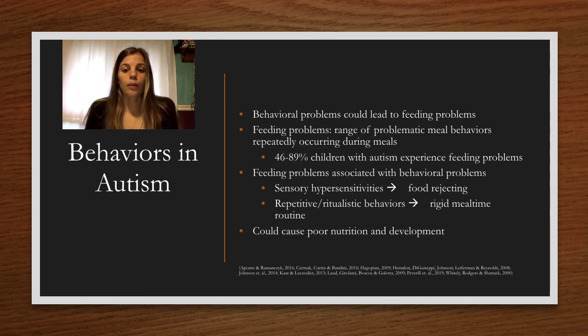These mealtime problems are caused by the individual's inability to engage in social interaction, which is often seen among individuals with autism. The repetitive and ritualistic behaviors of autism may also cause rigid mealtime routines, causing a food jag, which is when a person eats a very small group of food for each meal. These problems could lead to poor nutrition and problems with developmental growth.